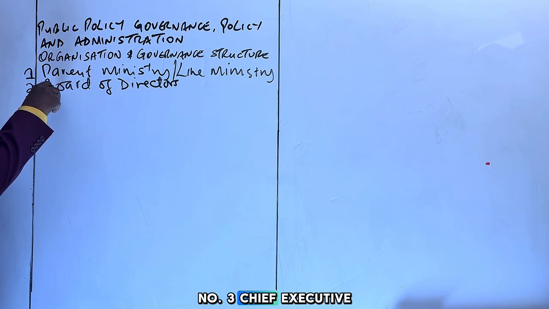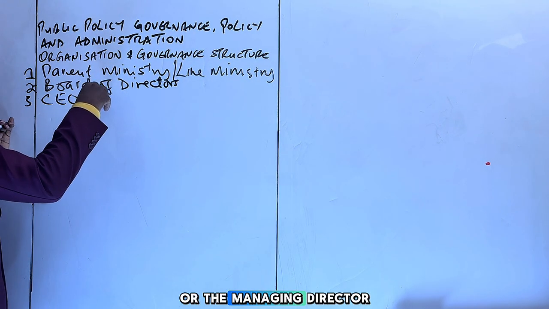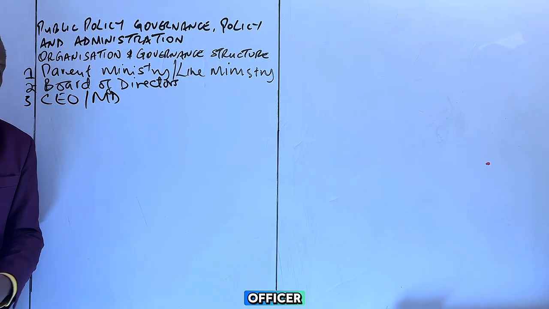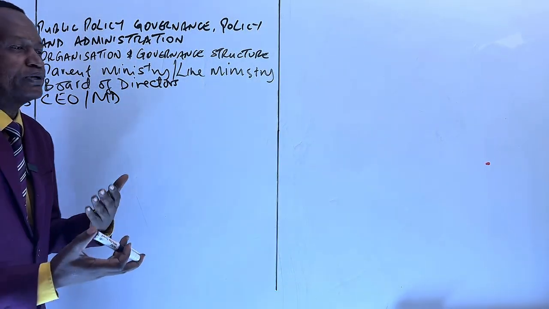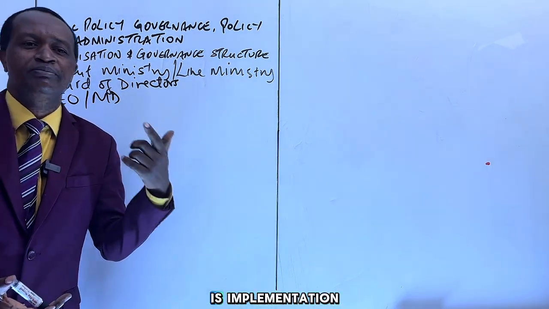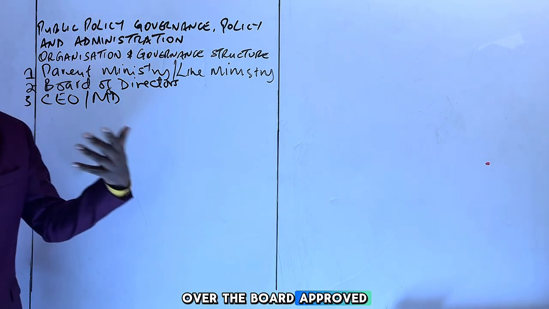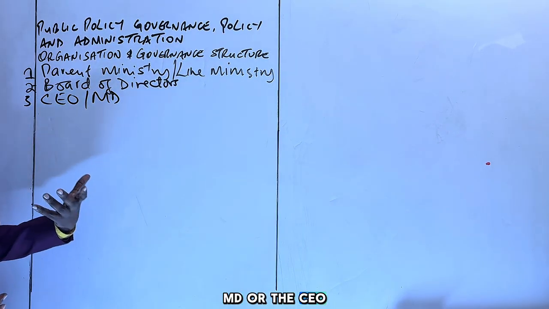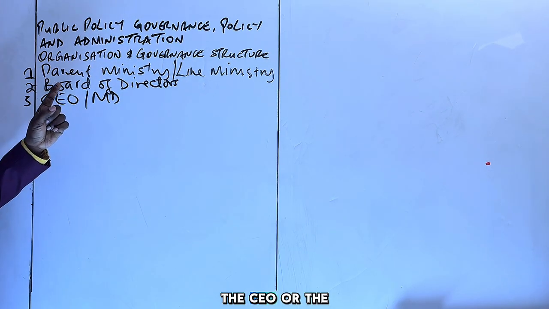Number three, chief executive officer or the managing director. Now, the chief executive officer or the managing director is the one that is responsible for the day-to-day operational management. It is the CEO that ensures that there is implementation of the board-approved strategy. It is also the MD or the CEO that reports to the board.